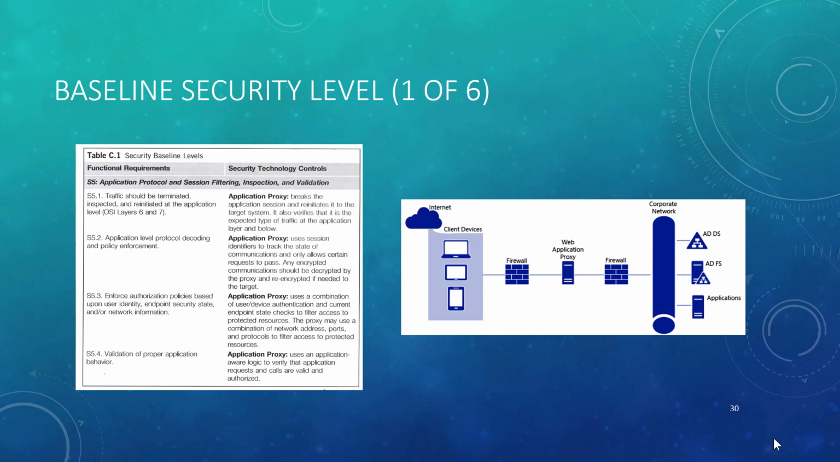So for example, on that first one, traffic should be terminated, inspected, and reinitiated at the application layer, and that's the Open Systems Interconnection, or OSI, layers 6 and 7. And you can see that application proxy is the typical way of doing that, and the diagram over on the right shows you how an application proxy in the case of a web might potentially work between the client devices that are out in the internet, the corporate network, and then internal to the corporate network.